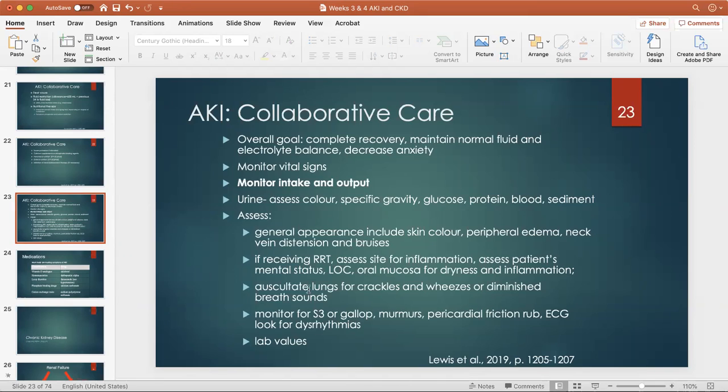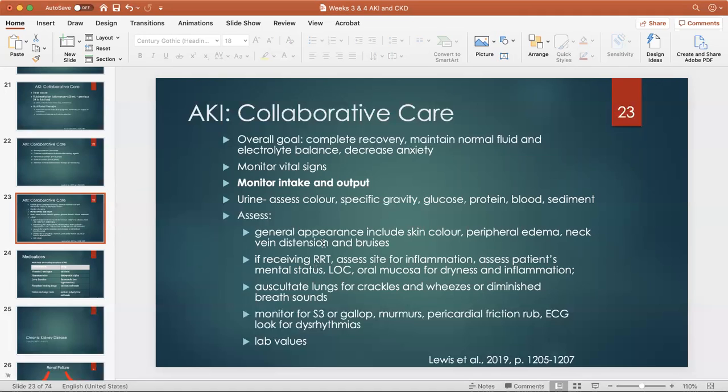So here they talk about LOC. When I do a head to toe, I literally go head to toe. I will skip systems that are unnecessary, but for the purposes of this class, it's good to actually go head to toe. So you want to know, is there any change in their level of consciousness, GCS, right? General appearance, what does their skin look like? Are they perfusing well, right? Is there enough blood getting to the distal portions of their body?